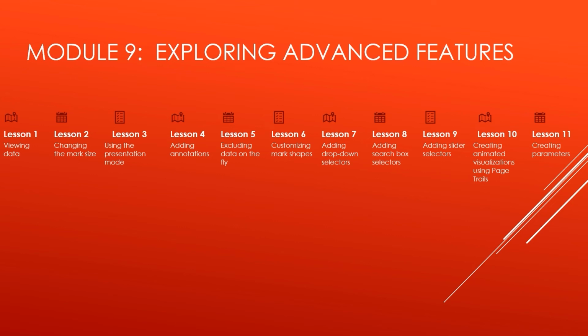In Module 9, we're going to explore some advanced features, multiple lessons in this module. So we're going to start by learning how to view data in Tableau. We've already worked on changing the mark size, but we'll do it again. You're going to learn how to use presentation mode, how to add annotations, and how to exclude data on the fly. In Lesson 6, we'll customize mark shapes. And in Lesson 7, we're going to learn how to add drop-down selectors. You'll also learn how to add search box selectors and slider selectors. Lesson 10, we're going to start creating animated visualization using what's called page trails. And in Lesson 11, we will be creating parameters.